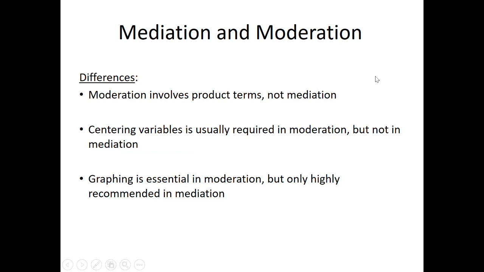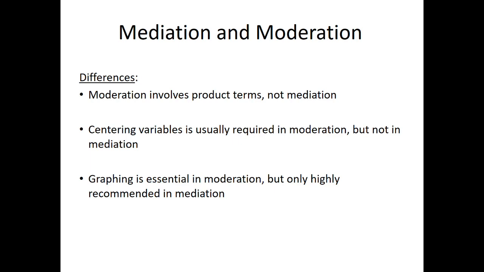So for differences between the two of them, in moderation, this involves product terms. If you remember when we computed a moderation, we multiplied our independent variable and our moderator together and got that cross product, just like you do in an analysis of variance. You don't do this with mediation. The mediator and the independent variable do not interact with each other. They are related, but they do not interact.